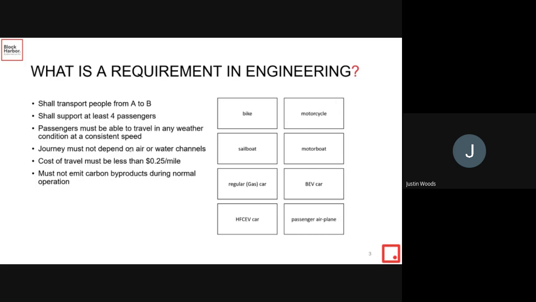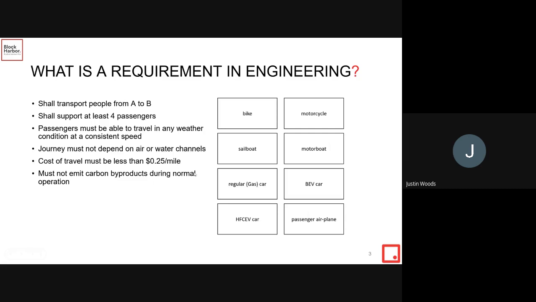The passenger must be able to travel in any weather condition at a consistent speed. So consistent speed and even the weather condition here would knock out the sailboat in this case. And then journey must not depend on air or water channels. That would further eliminate sailboat, but also the passenger airplane. So now pretty much the whole top here is out, as water channels is also going to eliminate the motorboat. And then the cost of travel must be less than 25 cents per mile. And lastly, must not emit carbon byproducts during normal operations.